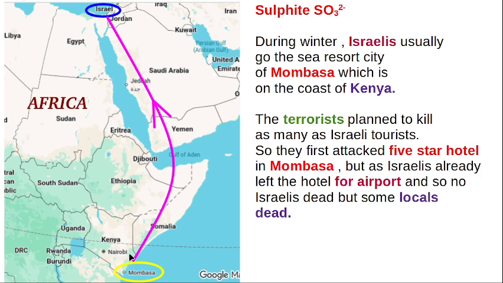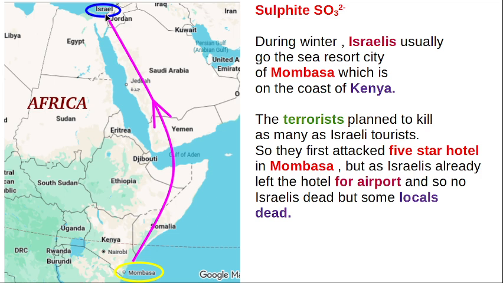For example, Kenya. You see, Kenya has a very long Indian Ocean coast. Along the coast, you will find one town called Mombasa. Mombasa is a very important seaside city of Kenya. Okay, the Israelis like to go to the seaside city of Mombasa during the winter.